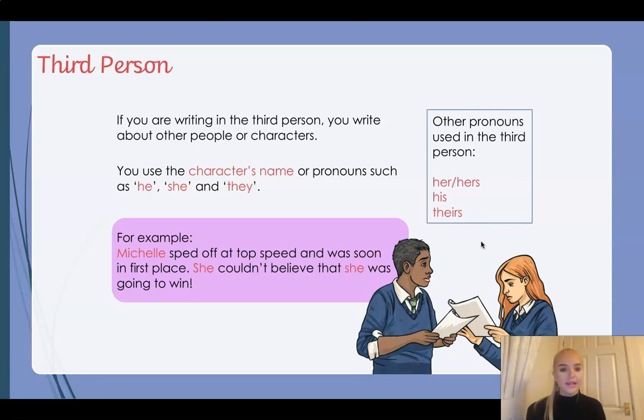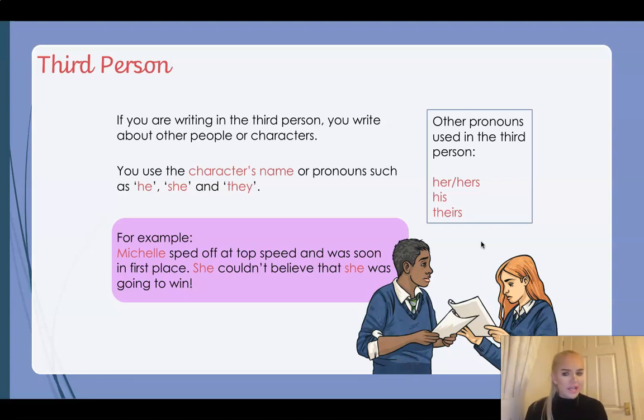Another example is: Roxy had to go to the dentist. Her tooth had fallen out. So I'm talking about another person, another character in third person, okay? If I was writing about myself, Roxy had to go to the dentist. Her tooth had fallen out.